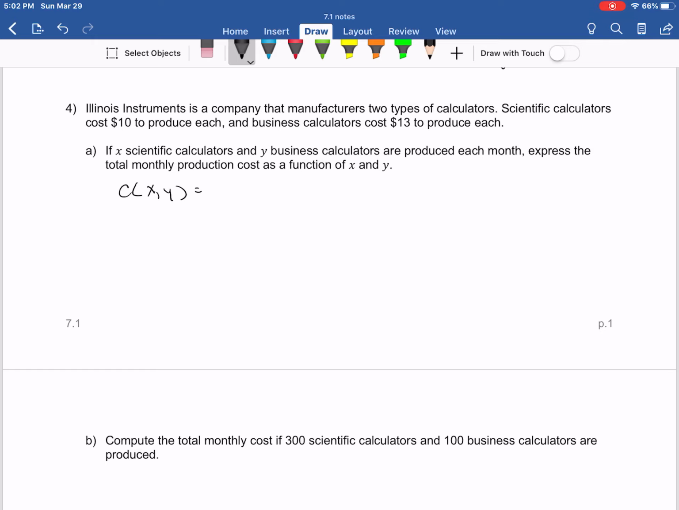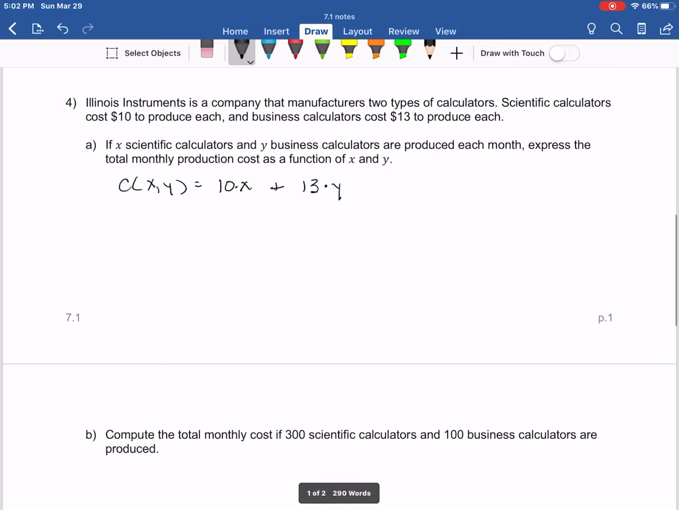So scientific calculators is your X, and each one costs you $10. So the cost to make all of your scientific calculators is 10 times X. Business calculators are $13 each times Y business calculators. So this would give you your cost function in terms of X and Y.